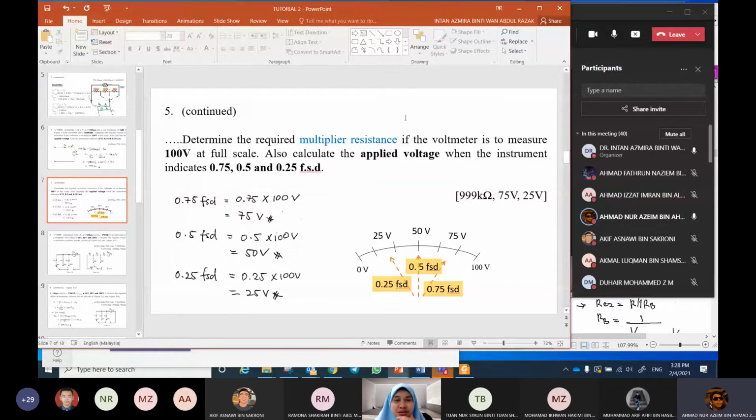Okay. How about 0.5 full scale deflection? Let's say the full range is 200 volt. 0.5 from 200, right? Yes, 100 volt.